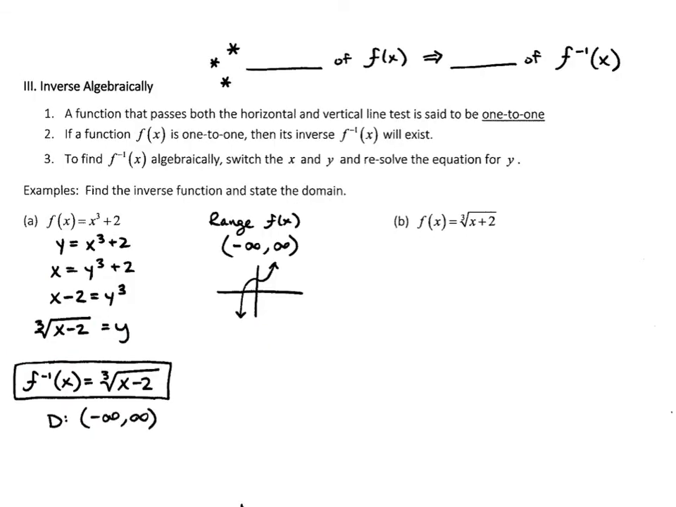Now, we're also going to want to be able to find the inverse of a function algebraically, because we're not always going to graph it. That way we can write an equation for the inverse. One thing we need to know before we get started is that the range of f of x is going to become the domain of its inverse. Since domain and range are switching the x's and y's, it makes sense that the range of the first one becomes the domain of the second.